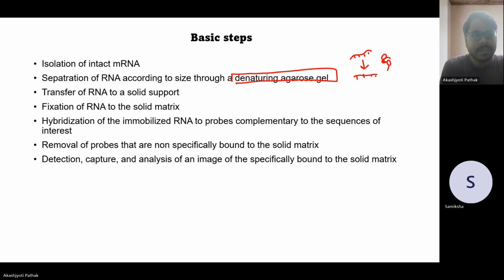Then the next step is you transfer the RNA to a solid support, then fix the RNA to the solid matrix. Then hybridize the immobilized RNA to probes complementary to the sequence of interest. Then remove the probes that are non-specifically bound to the solid matrix. And the last step is detection, capture, and analysis of an image of the specifically bound RNA on the solid matrix. So these are the basic steps.